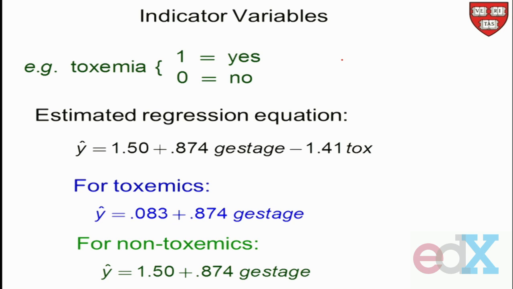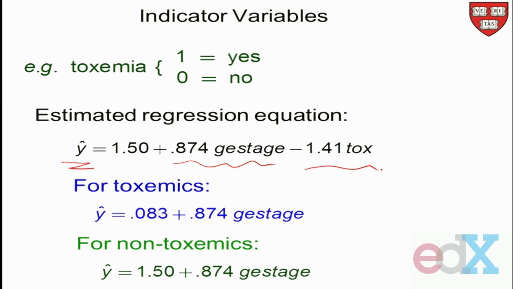So, for example, let's look at toxemia. If the mother was toxemic at delivery, then this variable will take on the value 1. If the mother was not, then this variable will take on the value 0. Now, when we fit the head circumference on gestational age and this variable toxemia, we call it tox, we find that there is the regression line.